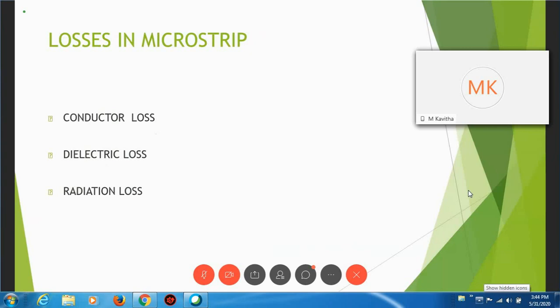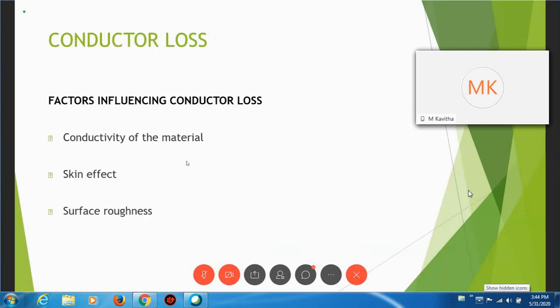The amount of this loss depends on some characteristics: the conductivity of the conductor, the dielectric constant of the material, and the operating frequency. So it depends on the properties of the conductor material, the properties of the dielectric material used, and the operating frequency. Based on these, the loss will differ. We'll discuss the losses one by one. The first type of loss that occurs in a microstrip line is conductor loss.